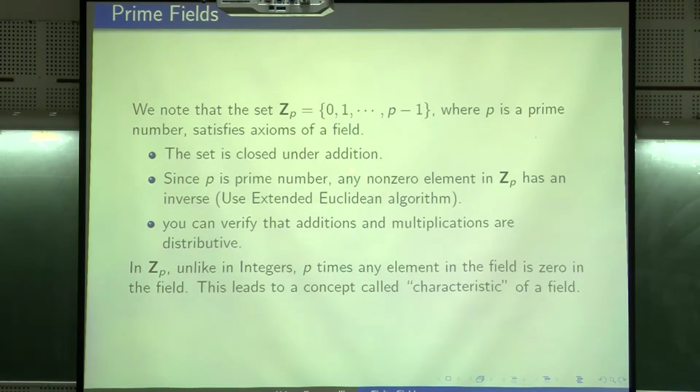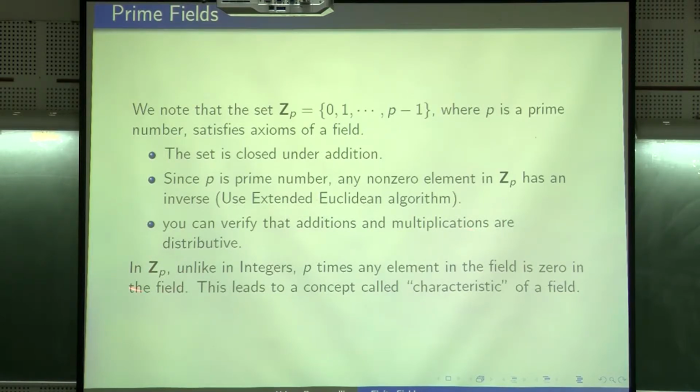So the set is closed under addition, and since p is a prime number, any non-zero element of Zp also has an inverse. Because it's a prime number, for any non-zero element I can always find an inverse. So use the extended Euclid algorithm to find an inverse. They are closed under multiplication, and they are closed under addition anyway, because that is how they are defined. So you can verify that the addition and multiplication are distributive, okay.